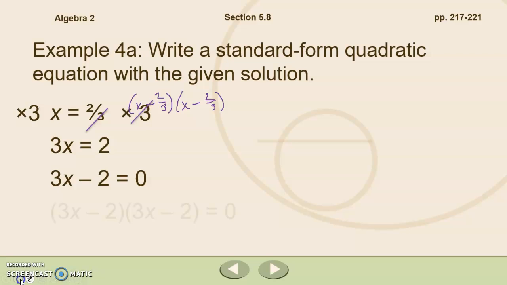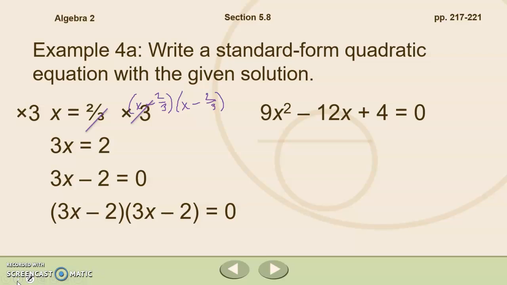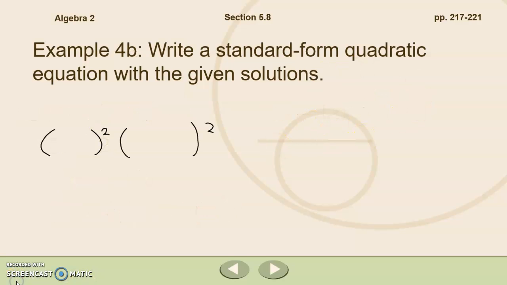Then we're going to multiply that twice. Again, we've got 2 parts in our quadratic equation, and we've got to get to that x squared term. So 3x minus 2 times 3x minus 2. Using FOIL, we get 9x squared minus 12x plus 4 equals 0. So as you can tell, no fractions here, nice and neat.